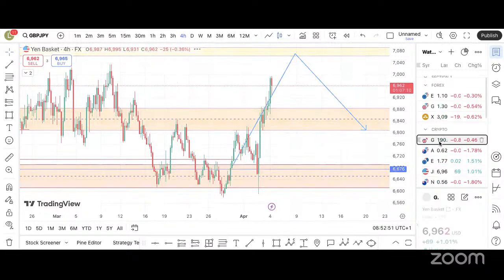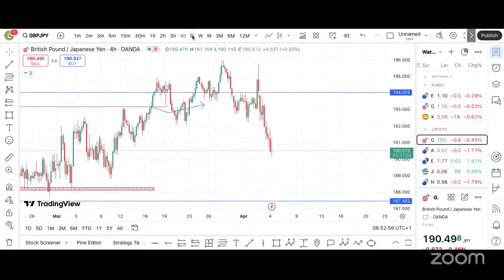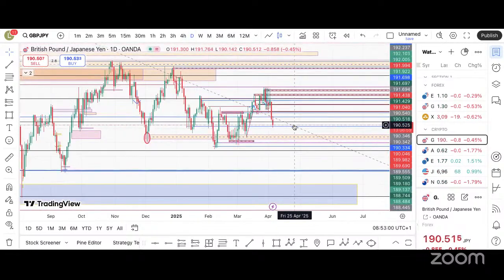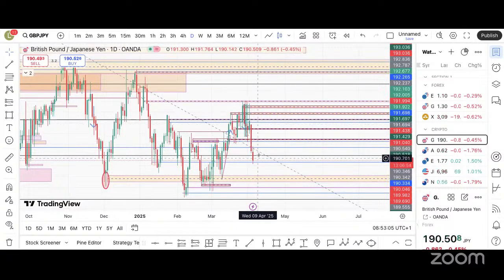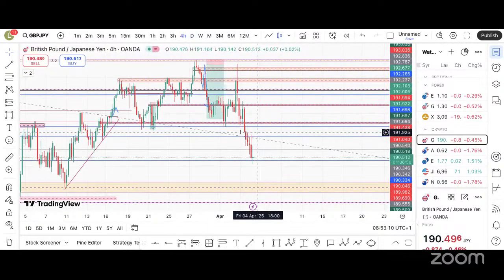For GBP/JPY, you are going to observe, if you look at it from the daily time frame, what we are expecting is we want to see more short of GBP/JPY. Remember last week Friday, we were looking at to short GBP/JPY somewhere around this place, and price did not really come there.